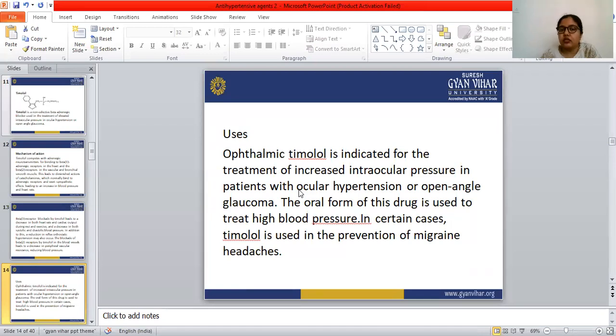So ophthalmic timolol is indicated in the treatment of increased intraocular pressure, and the oral form is used in the treatment of high blood pressure. In some cases, timolol is used in the prevention of migraine headaches. So this is all about timolol.